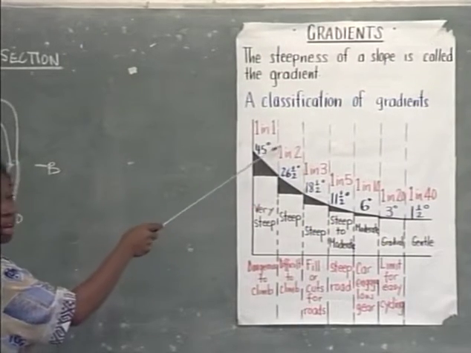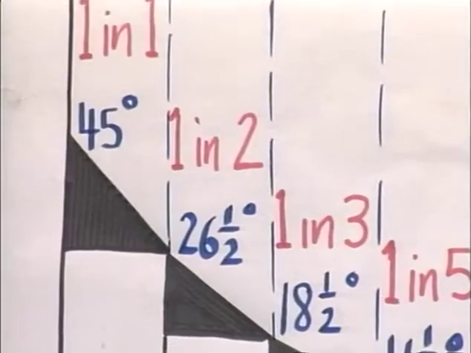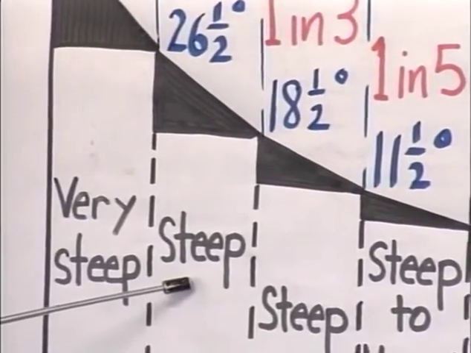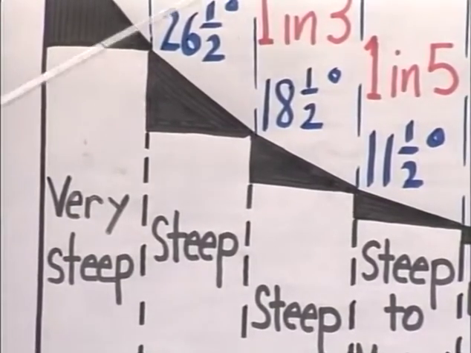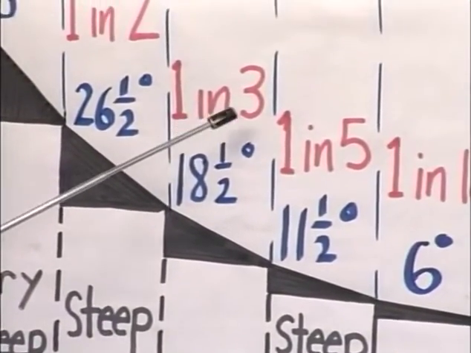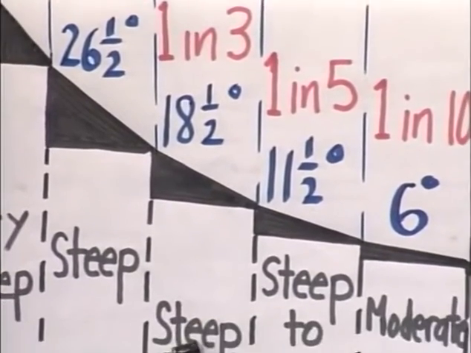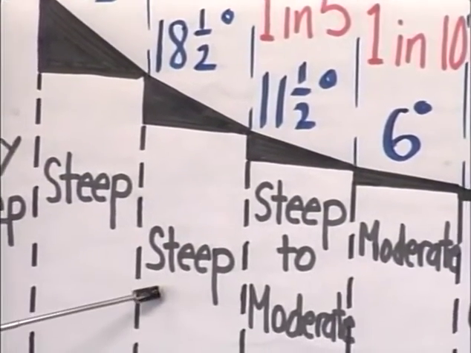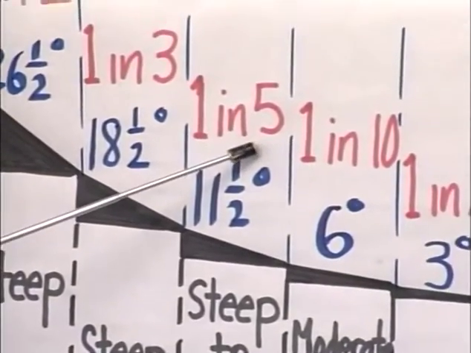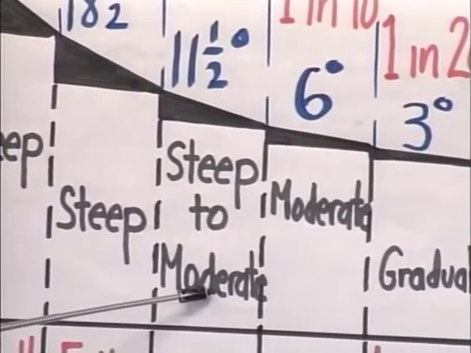A gradient, after calculating, of 1 in 2 means that the slope is going to be a steep slope. After having done the calculation, if you come up with a gradient of 1 in 3, or 1 over 3, or 1:3, it means that, again, the slope is going to be a steep slope. A gradient of 1 in 5 means the slope is steep to moderate.